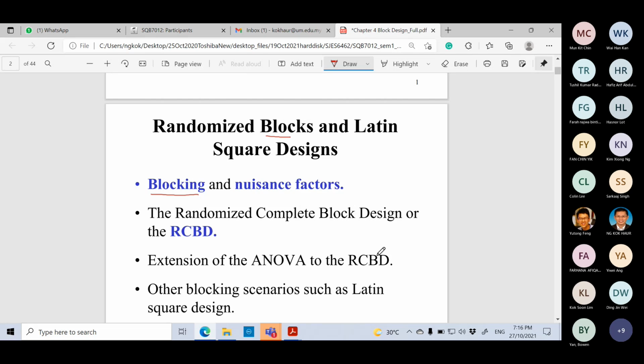From the one-way ANOVA, you break the sum of squares for total into the sum of squares for treatment and the sum of squares for error. So now our idea is that if we have one additional block, then we have one more sum of squares. Later you can see that. The other blocking scenario is the Latin square design. The Latin square design is where you do the blocking for two nuisance factors.